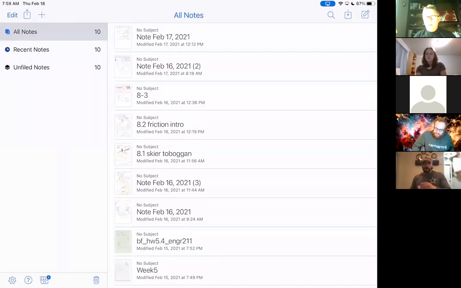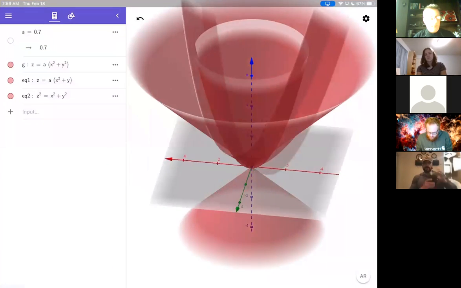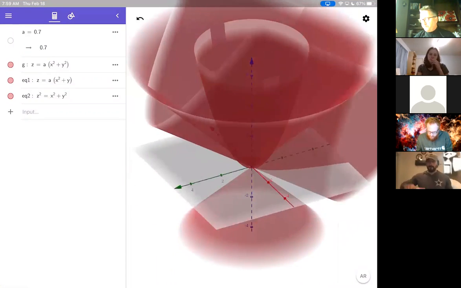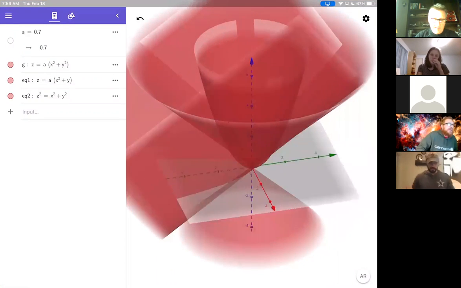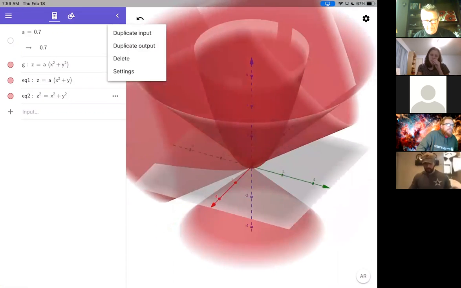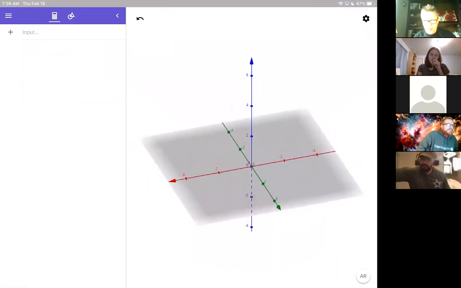Let's see. So let's give you guys a freebie here that showed up on time. Whoa, look at that. Let's see. Delete, delete, delete. Stop.